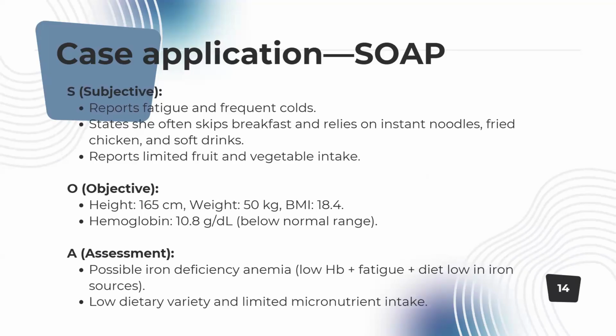We're looking at the subjective information first. So you're trying to understand what's happening with this patient based on what they have reported. Then we start to look at the objective information, which would be anthropometric information as well as labs. And then the assessment is where we start to really pinpoint what the nutrition-related problems are that this person is experiencing.